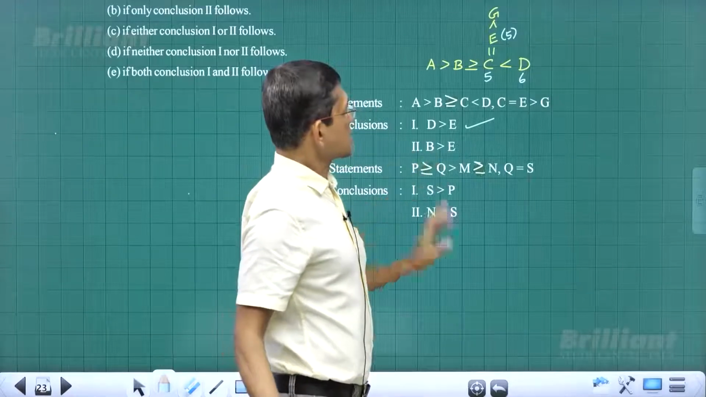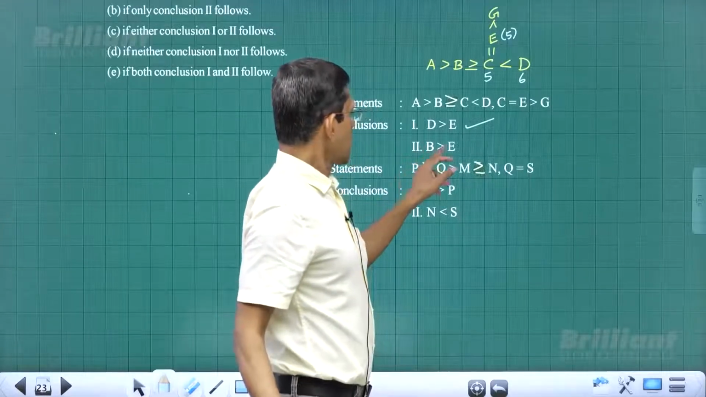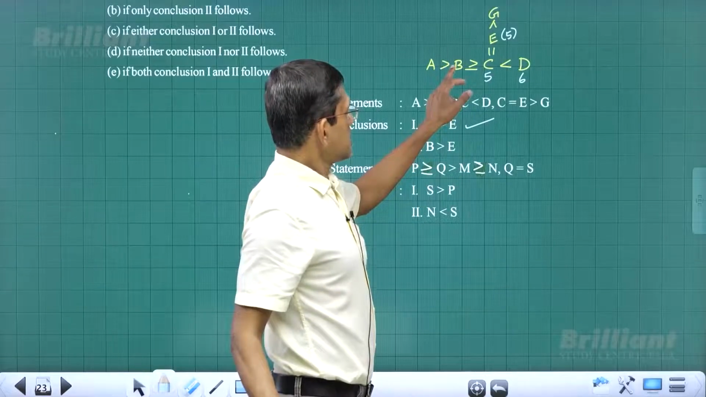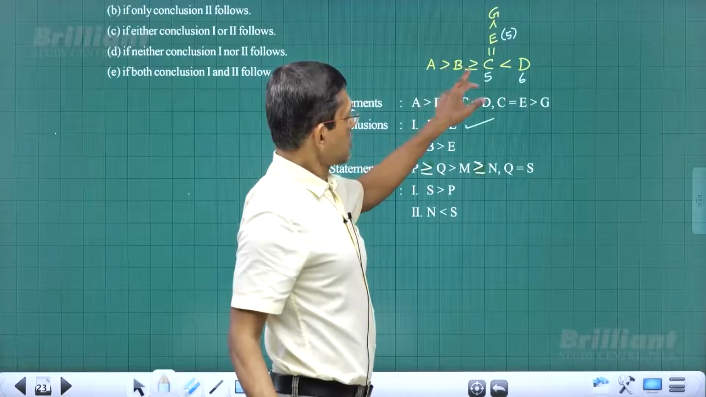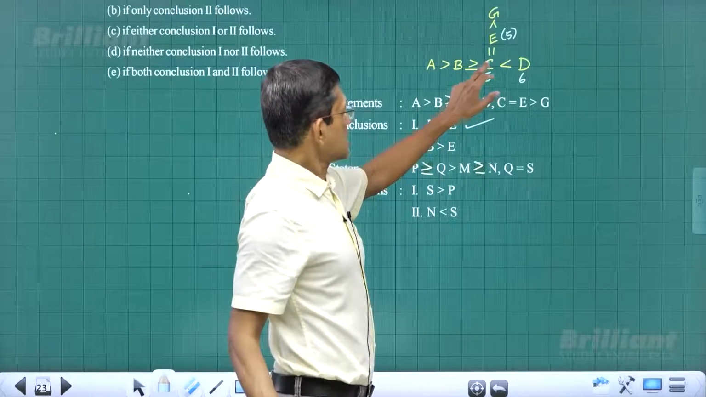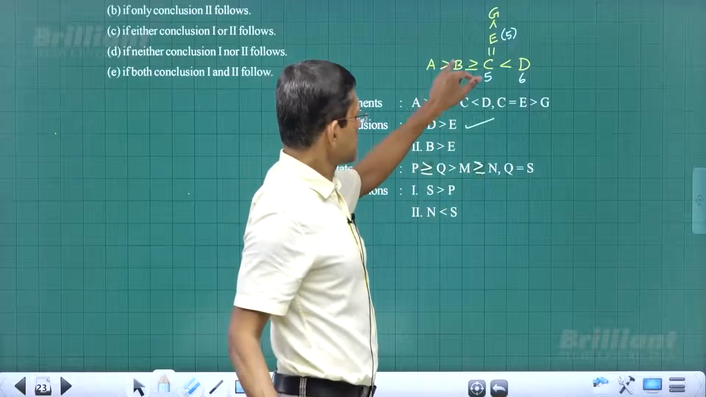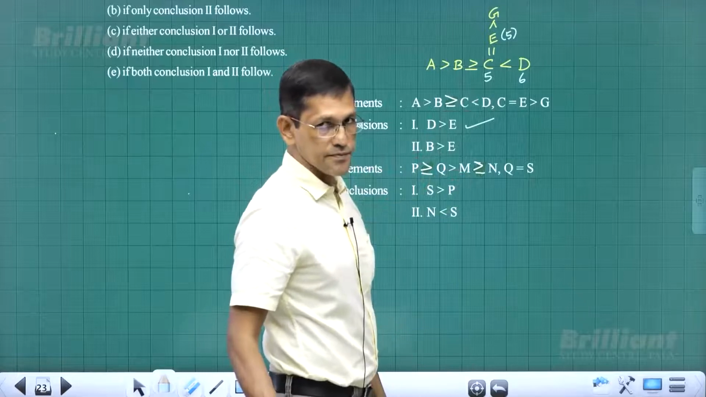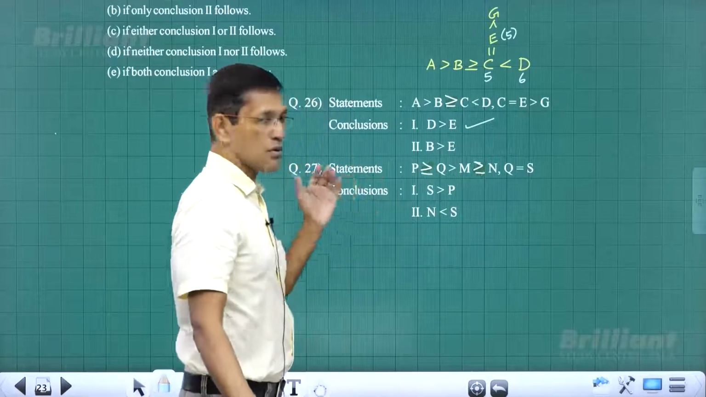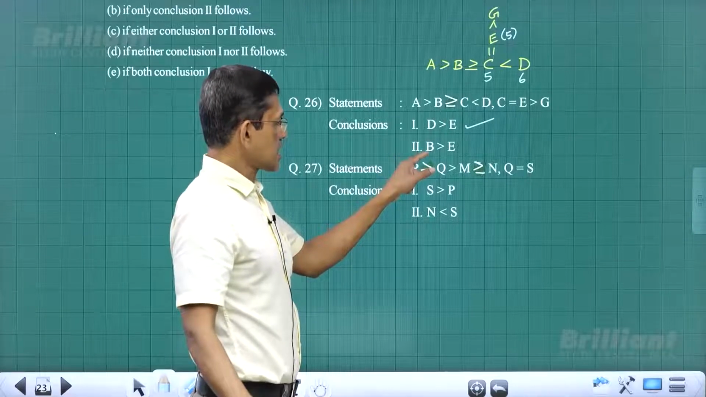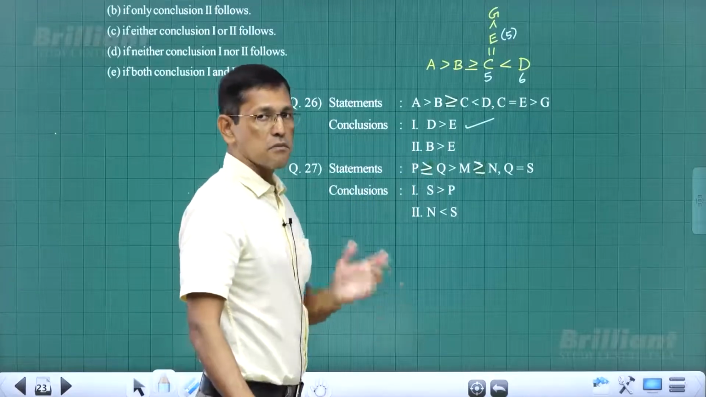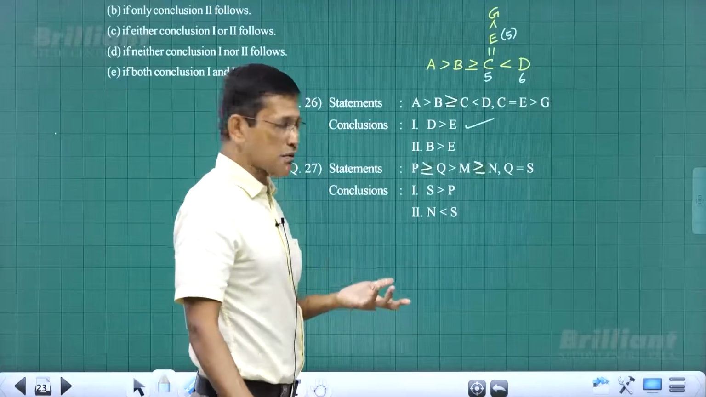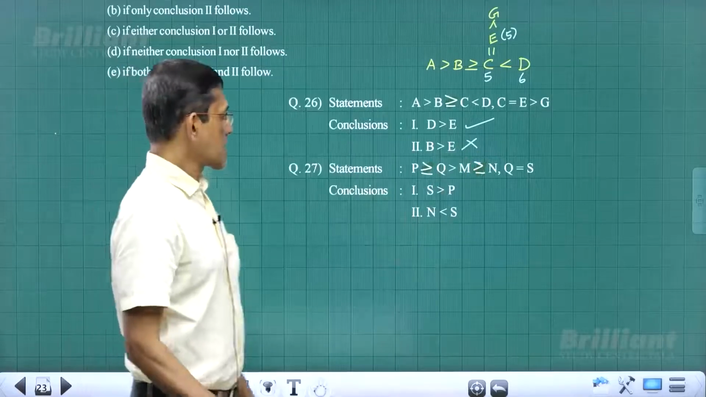Then B is greater than E. Well, B is always greater than E. Can we take it as B is always greater than E? B is greater than or equal to C. And C is equal to E. That means B could be greater than E or B could be equal to E. So B is greater than or equal to. But this conclusion says B is always greater than E. B is not always greater than E. Sometimes it's greater than, sometimes it's equal. So it doesn't follow.